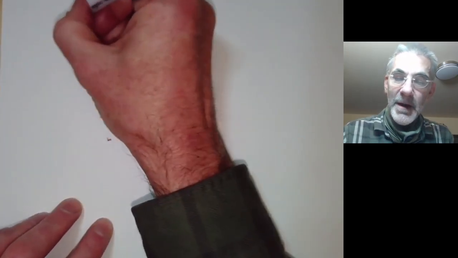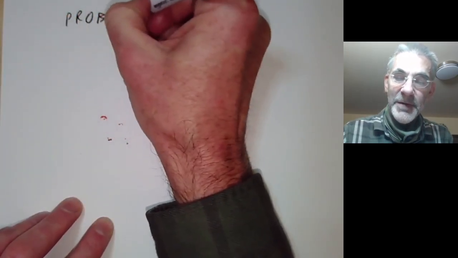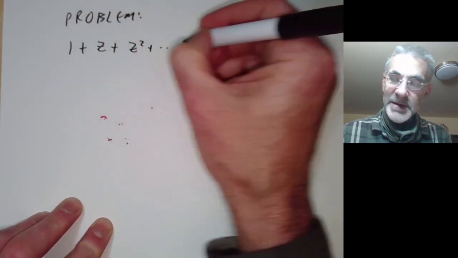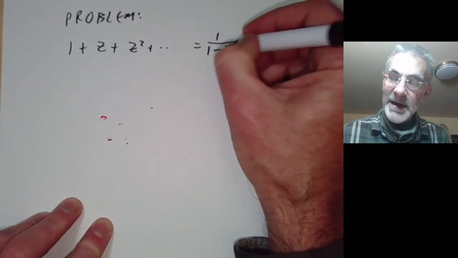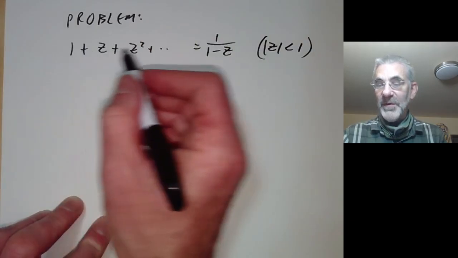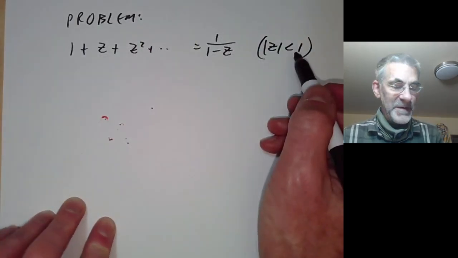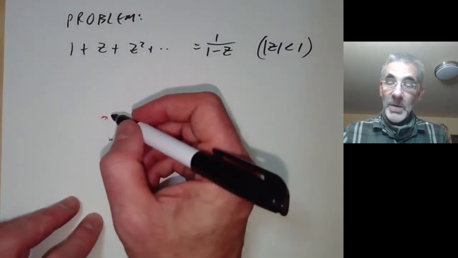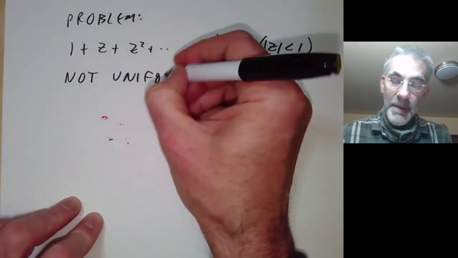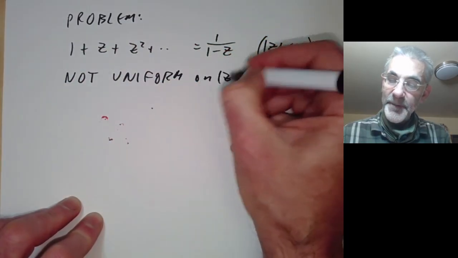Well, so we've got uniform limits of holomorphic functions are holomorphic. Doesn't this solve our problem? Well, no, because let's look at the following example. Suppose we've got 1 plus z plus z squared and so on, which is equal to 1 over 1 minus z for |z| less than 1. So here we have a sum of holomorphic functions, and it's holomorphic for |z| less than 1. Well, the problem is this convergence is not uniform on |z| less than 1.